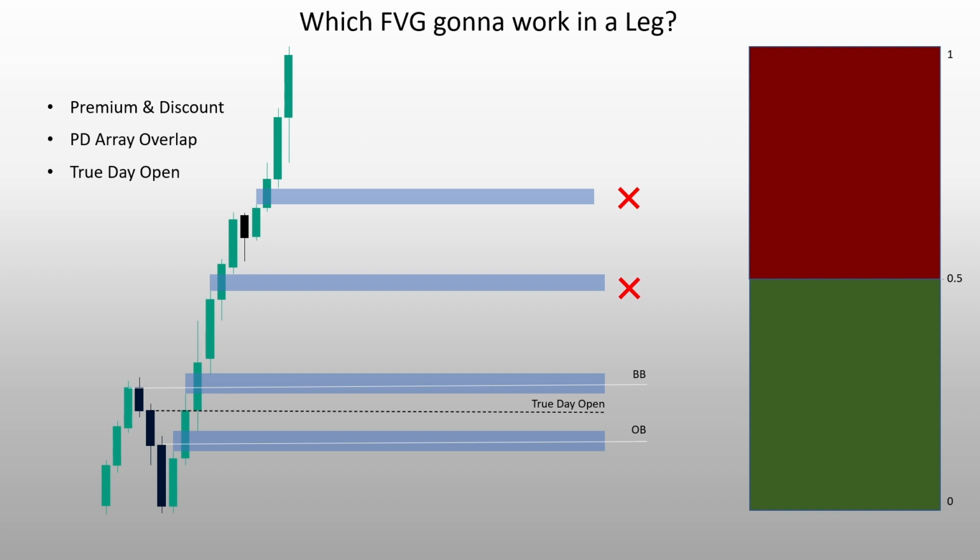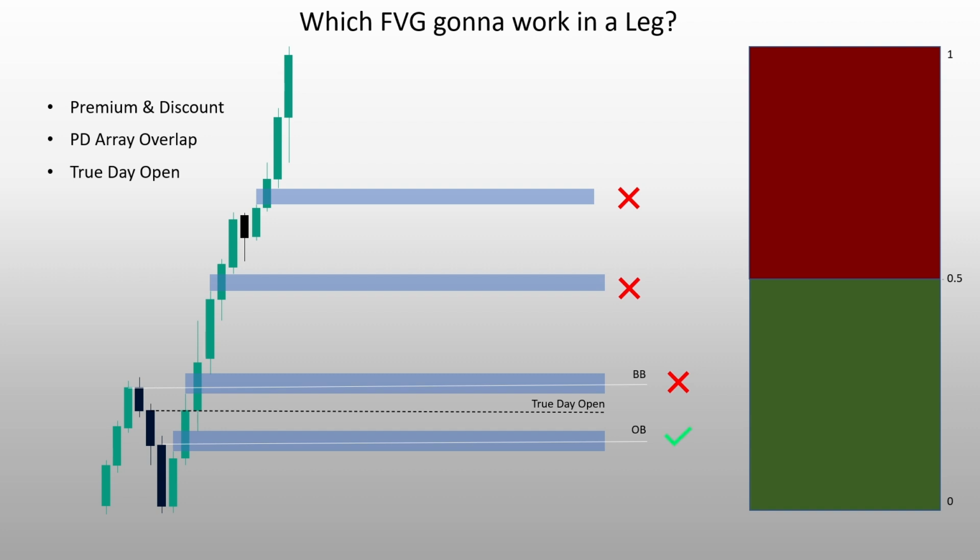Now, there's an order block, a fair value gap, and it's below the true day open in the discount zone. This is where you will take a buying position. You've checked everything step by step. The other fair value gap was above the true day open, so we'll cross that one out as well. This is where we'll make our entry.